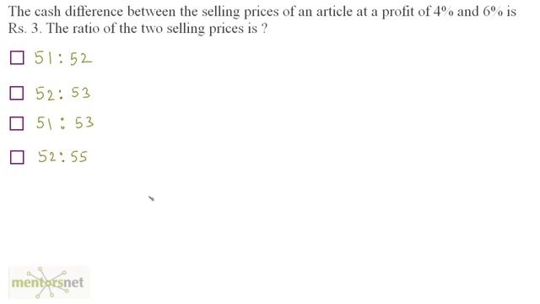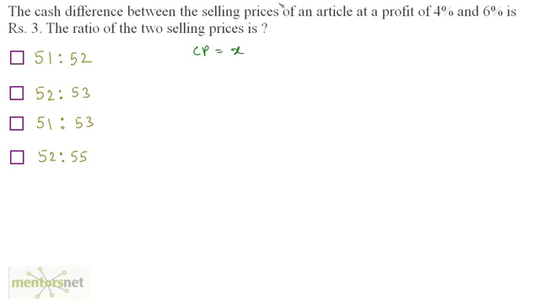The cash difference between the selling prices of an article at a profit of 4% and 6% is rupees 3. The ratio of the selling prices is. First of all, let us assume that the cost price of this article be X rupees.